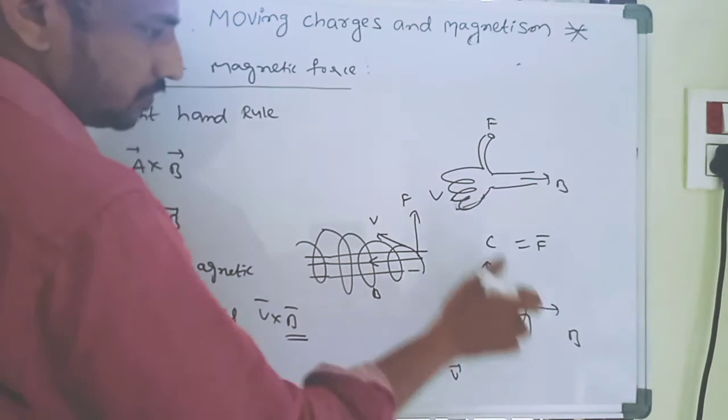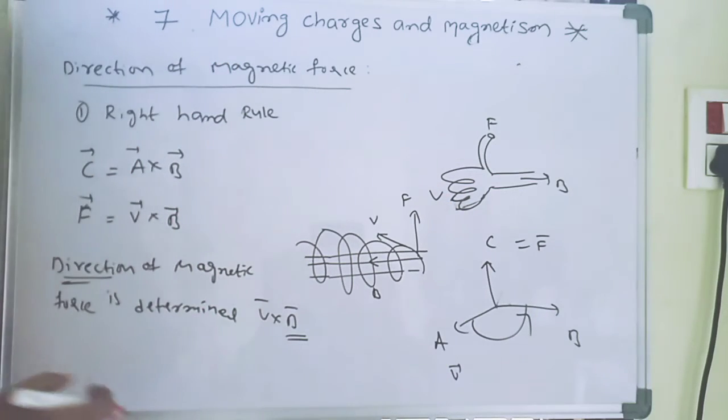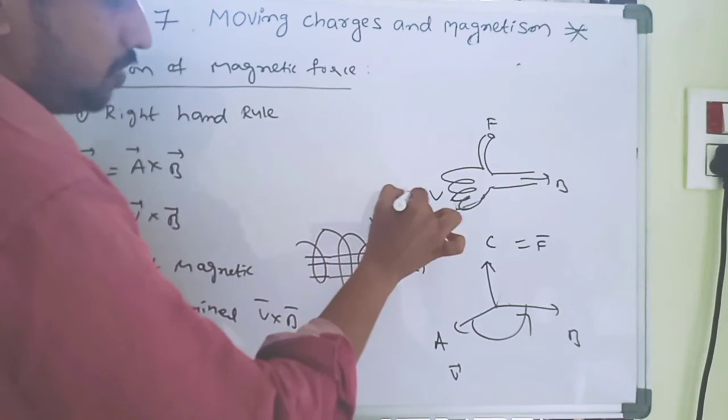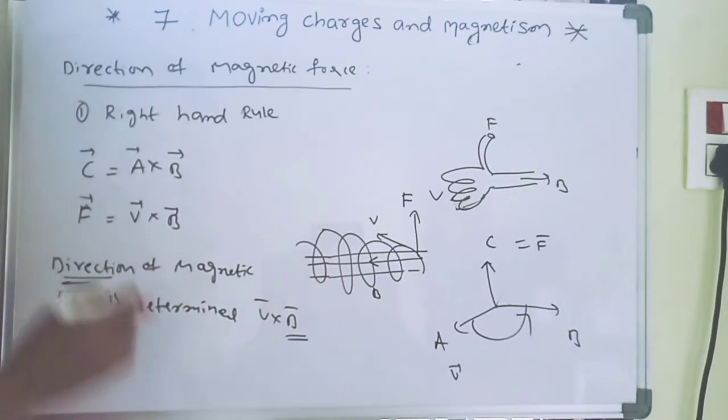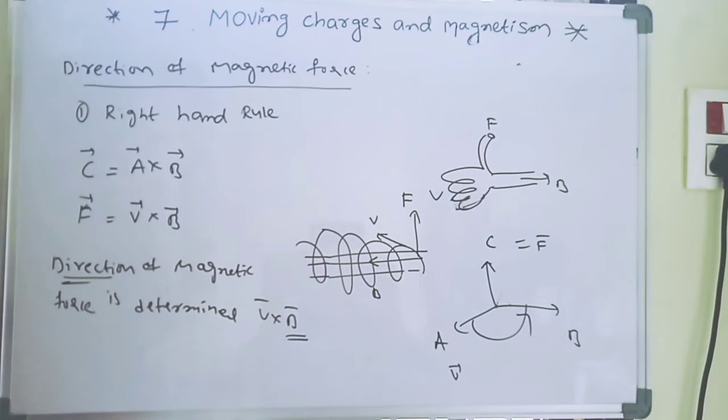So V cross B, velocity and magnetic field tell the direction of magnetic force. The direction of magnetic force depends on the velocity of the particle and the direction of the magnetic field. So this is the information about the direction of magnetic force. Okay.